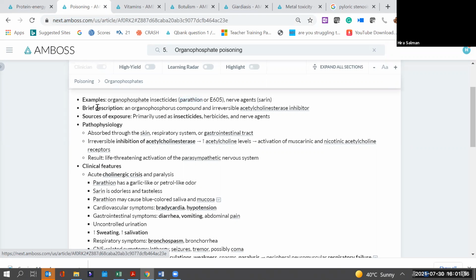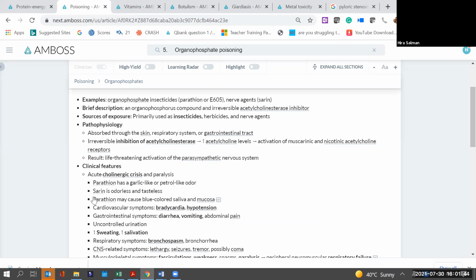Parathion, or E605, is actually a component of this organophosphate. They're telling you that patients poisoned with organophosphate have a petrol-like or garlic-like odor. So once you smell the breath of these patients, you can tell that it smells garlic-like or petrol-like. This gives you a clue from the patient's breath that they might have organophosphate poisoning.